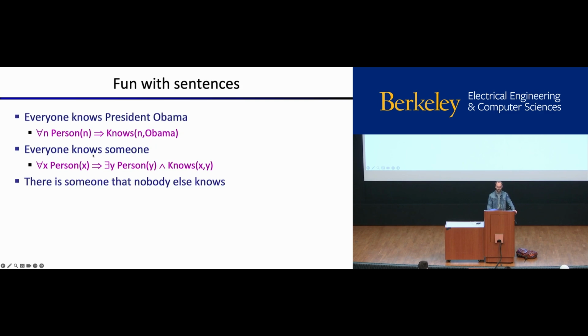There is someone that nobody else knows. Maybe you can try to think for a minute about how you'd write this. There exists an S such that S is a person, and for all n, if n is a person and n is not S, that implies it's not the case that n knows S. This is the very precise way of saying what the sentence in English just said.